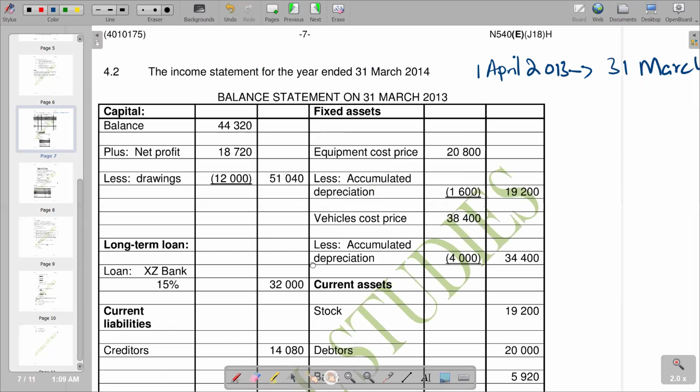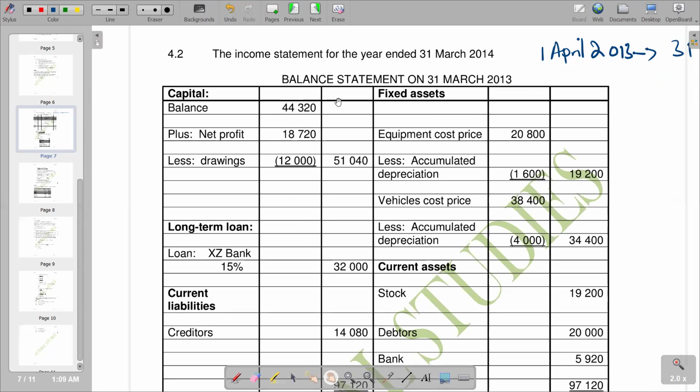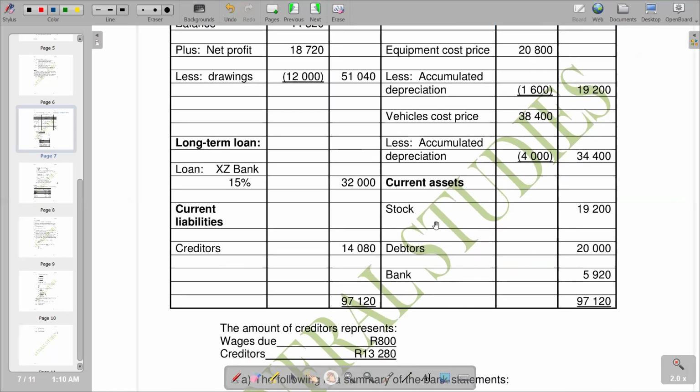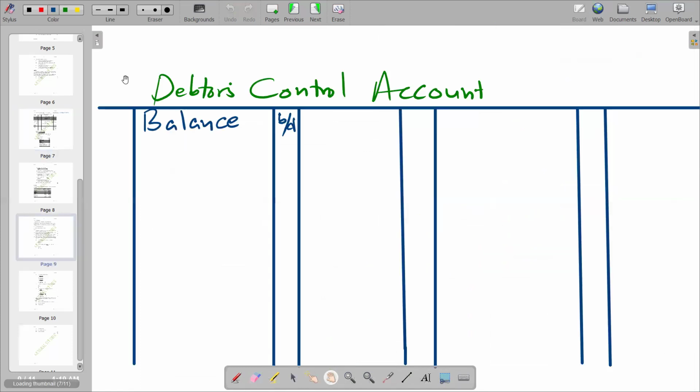If you go to our balance sheet, you'll see that we are given balances on 31 March 2013. Obviously, these are the balances that apply on 1 April 2013, so these are the opening balances. We want the opening balance in the debtors control account. Looking at the debtors balance, under our other current assets, debtors is 20,000. So this is going to be our opening balance: 20,000.